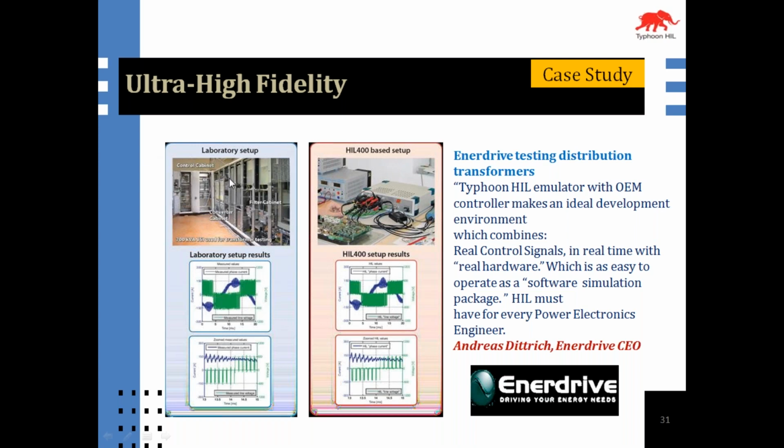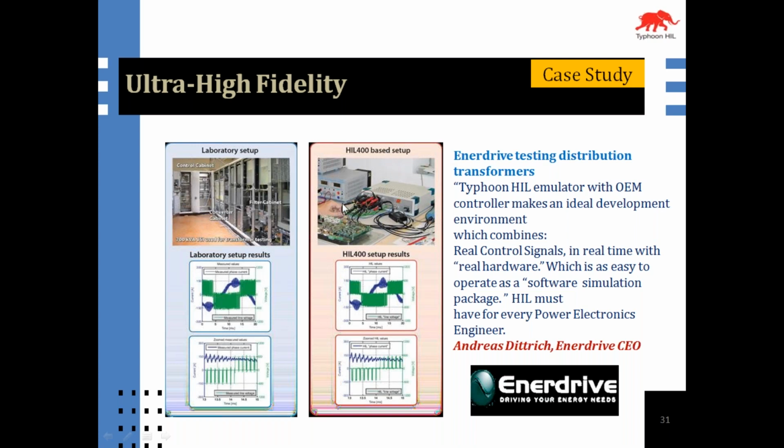You can see this is the control cabinet, then converter cabinet, then filter cabinet, and then they have used a 700 kVA transformer. 700 kVA was used for transformer testing, and these are the results when they used the full hardware setup, meaning full power testing. So these are the results.